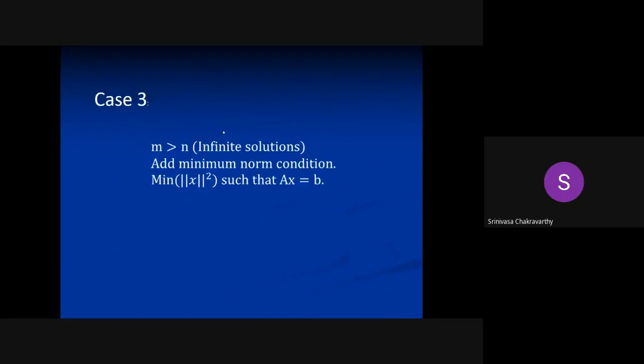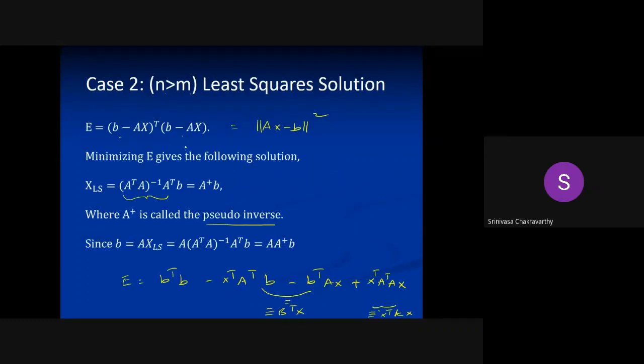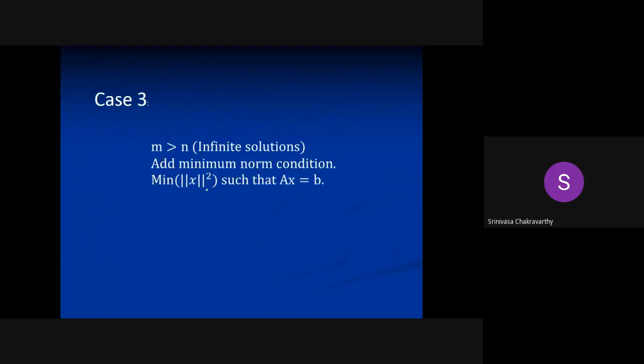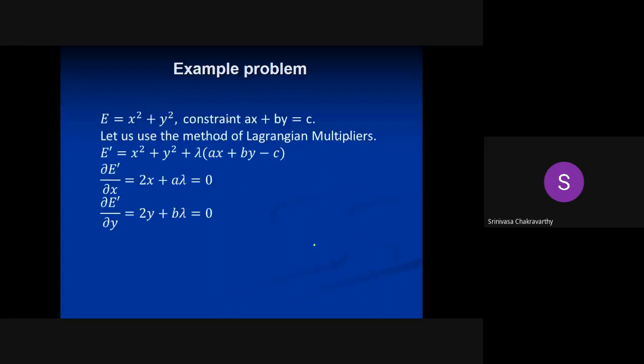Then there is a third case, where m is greater than n. That means the number of unknowns is greater than the number of equations. A simple example of that is just this: I have a straight line, I have one equation, and I have to solve.